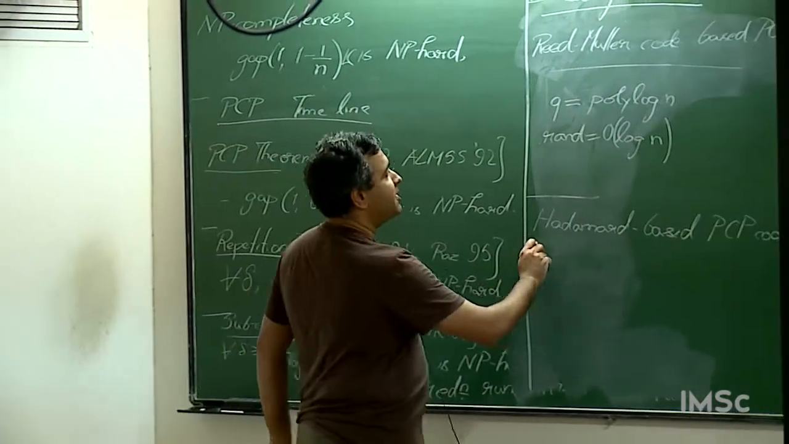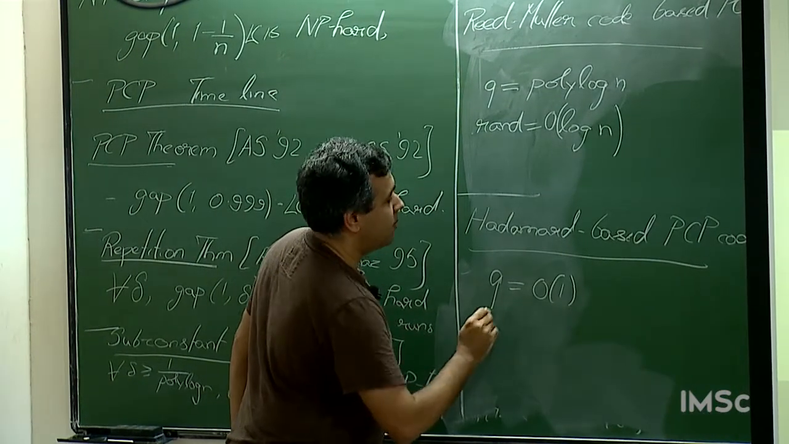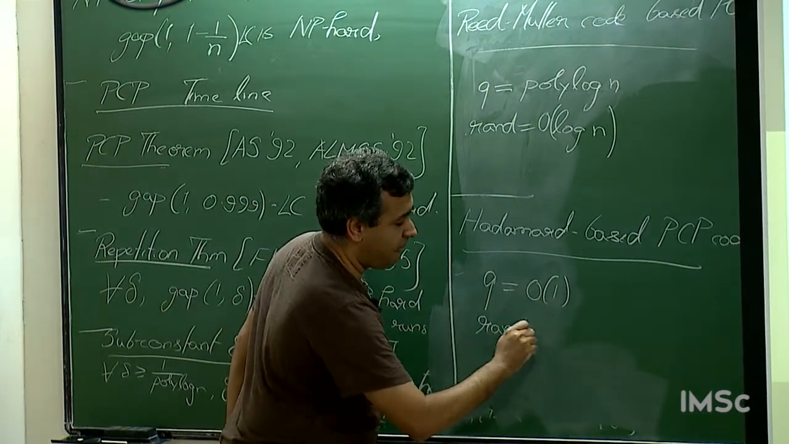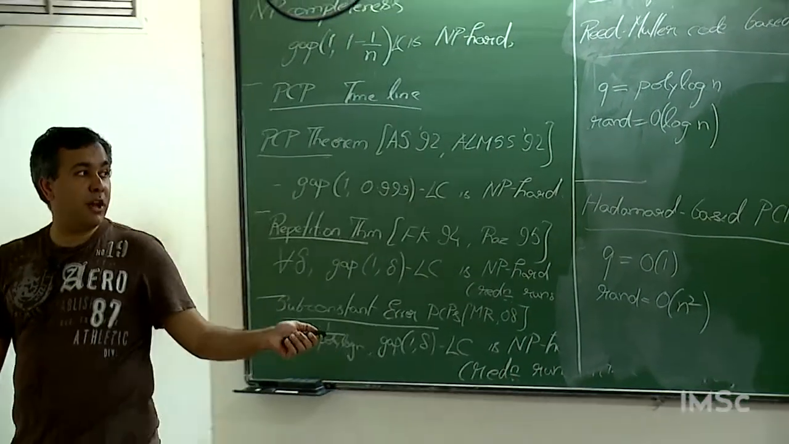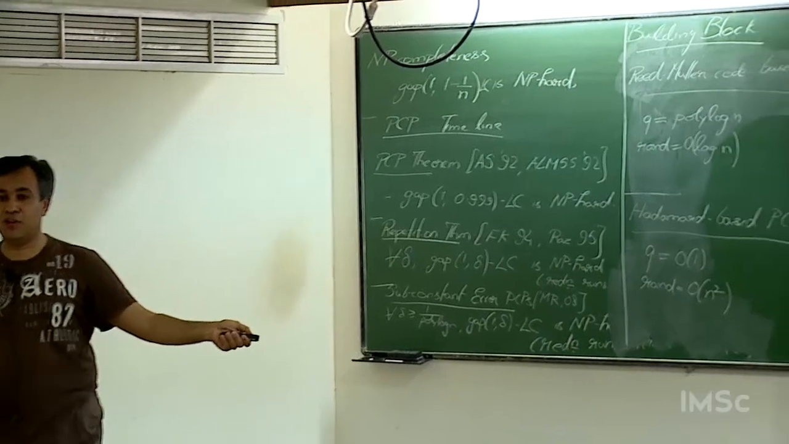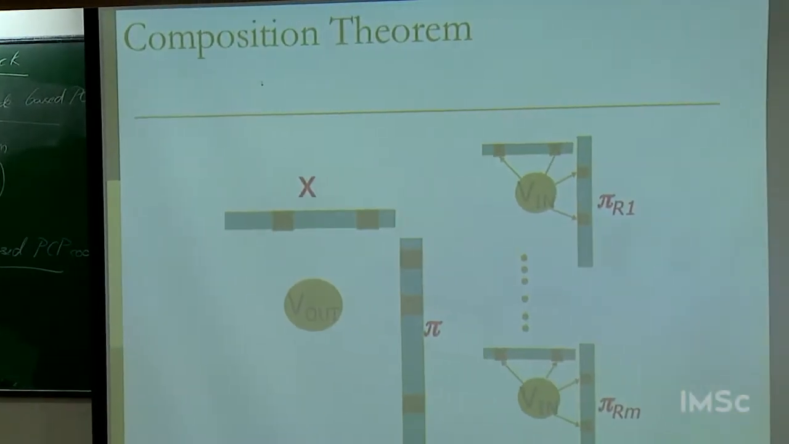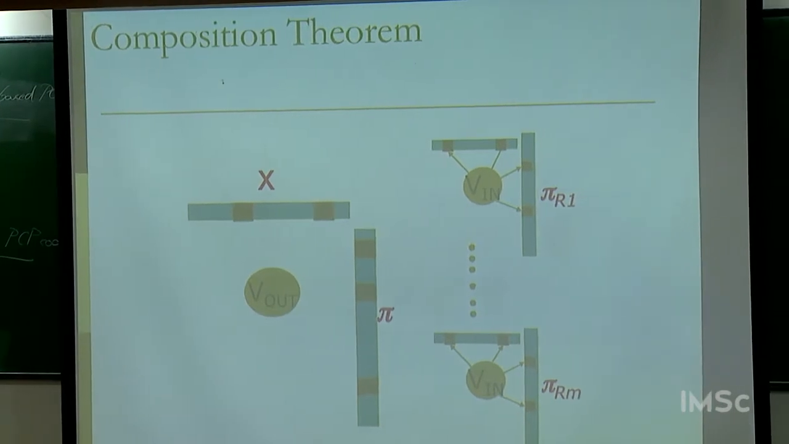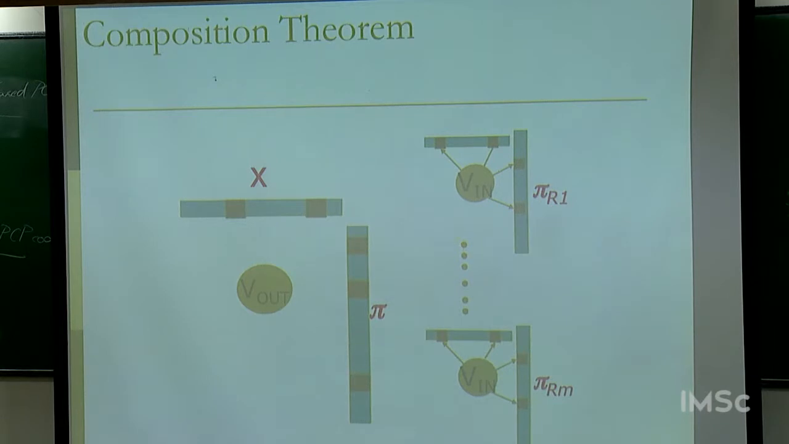The Hadamard-based PCP is a PCP in which the query complexity is order 1, but the randomness is huge. It's order n squared, unlike this. But the point is, once you're deep into the recursion, the input size is so small you can afford to kick this in. And in fact, this was how the original PCP was built. Arora and Safra had constructed a Reed-Muller code-based PCP and done composition twice, and stopped with that. The main contribution of ALMSS was a Hadamard-based PCP.